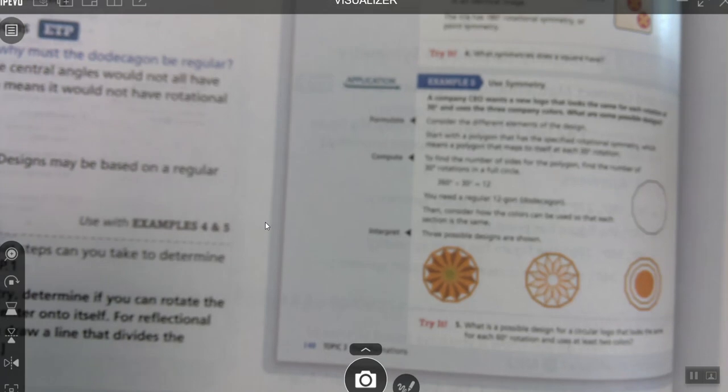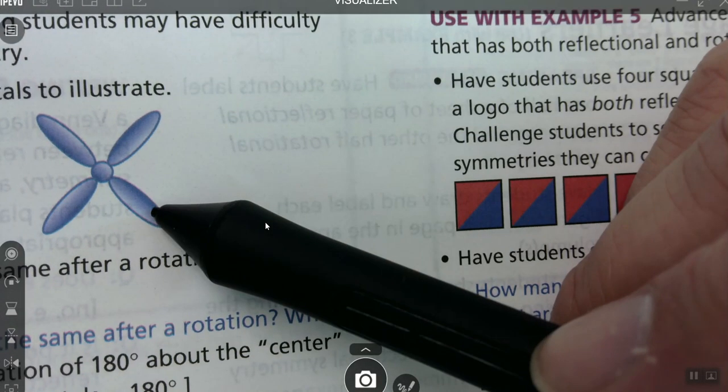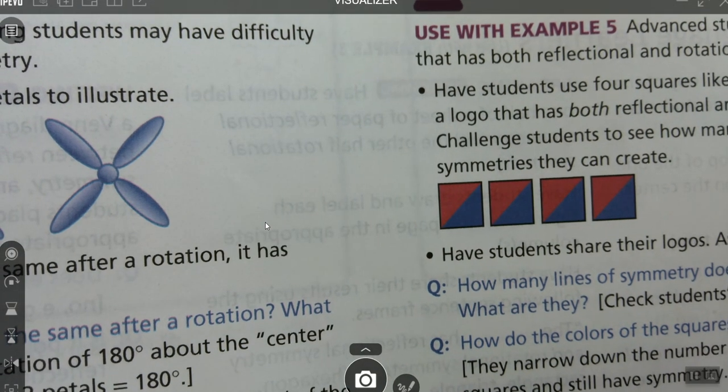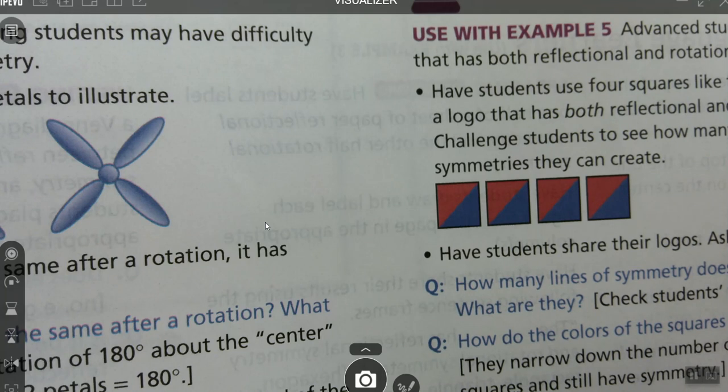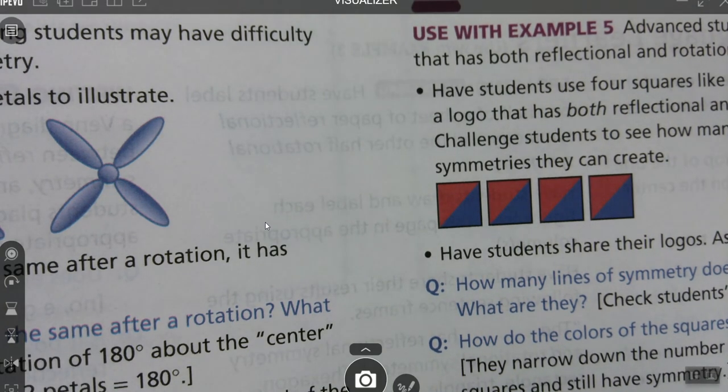Now, if I wanted to find the amount of rotation, for example, this figure has point symmetry. What's the smallest rotation that it lands on itself? How on earth did you get that? There's four of them, and you know that a full circle is 360. So if you realize how many times it lands on itself, you just do the division, right?